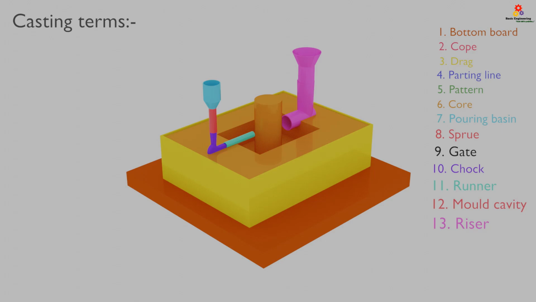The riser always fills after filling the mold cavity. When the metal shrinks down in the mold cavity, the molten metal present inside the riser will flow back and maintain the level inside the mold cavity. And ultimately, we will have our job in the required dimensions.